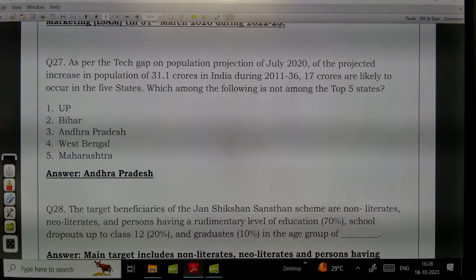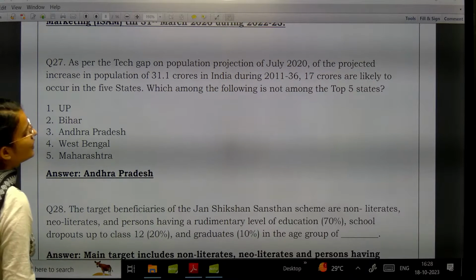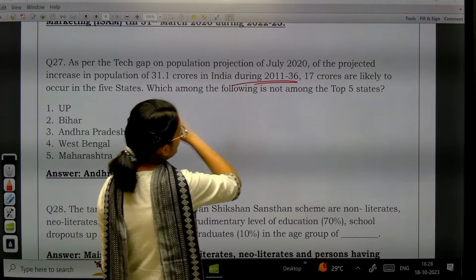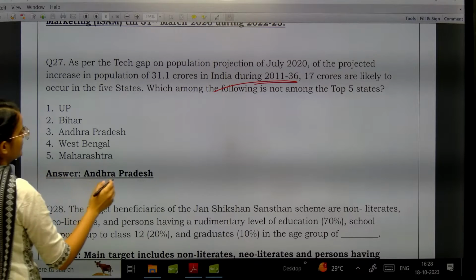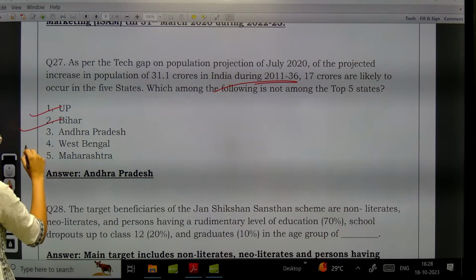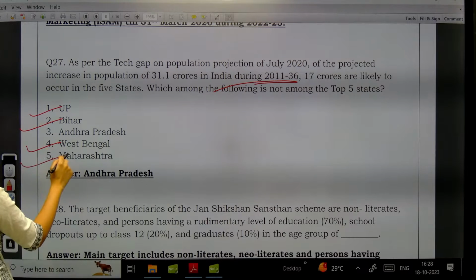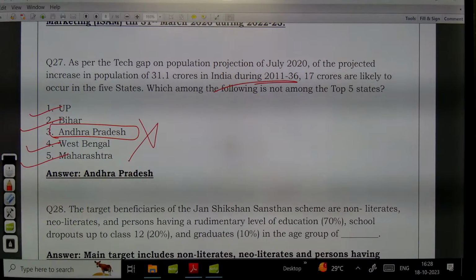Next question is it was asked that as per the Technical Group on Population Projection of July 2020, of the projected increase in population of 31.1 crores in India during 2011 to 36, 17 crores are likely to occur in 5 states. So UP was there, Bihar was there, West Bengal was there, Maharashtra was there, but not Andhra Pradesh. Okay, Andhra Pradesh was not there.